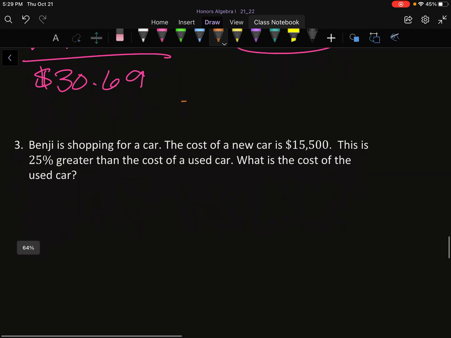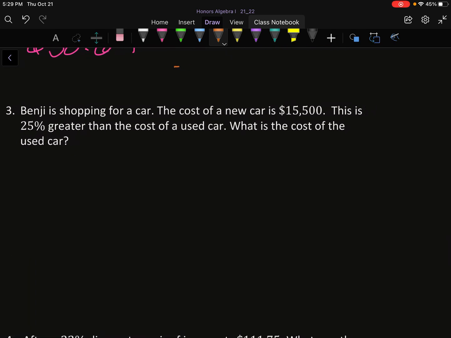So let's try the next one. Benji is shopping for a car. The cost of a new car is $15,500. This is 25% greater than the cost of the used car. What is the cost of the used car?